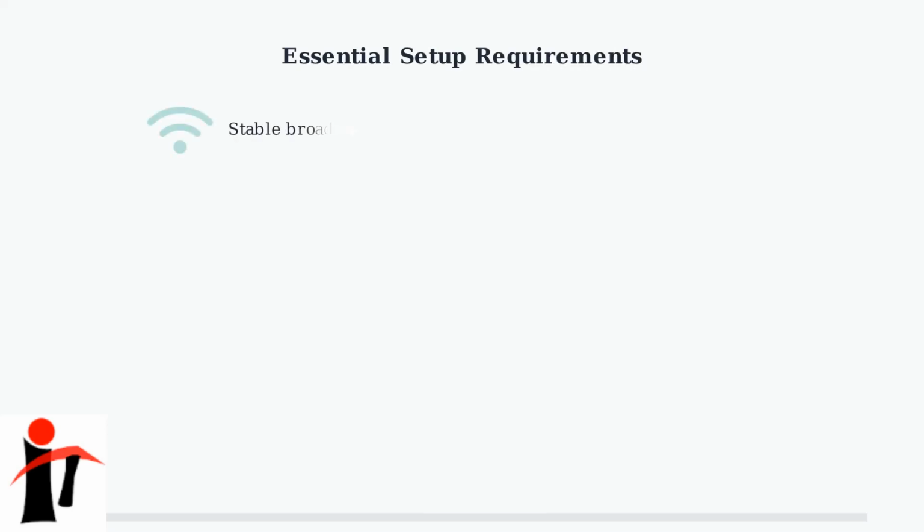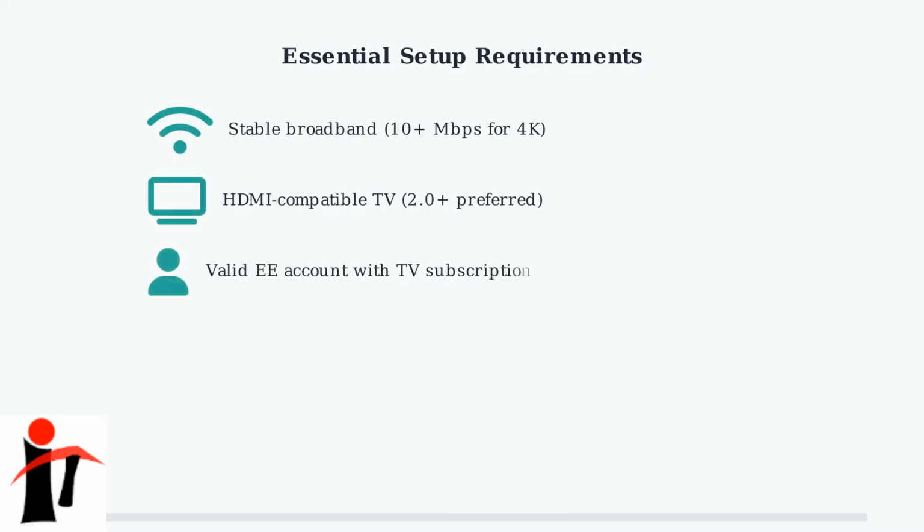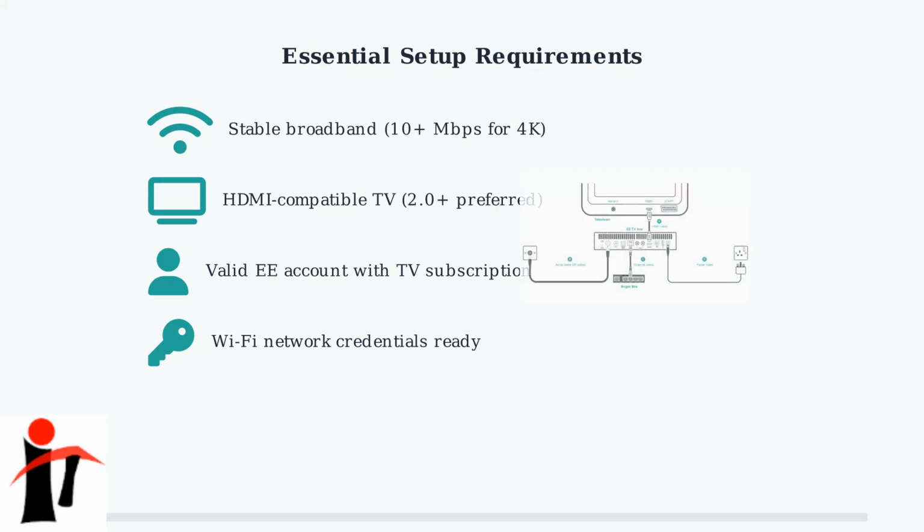Before troubleshooting, ensure you have these essential requirements: a stable broadband connection with at least 10 megabits per second for 4K content, an HDMI-compatible television, preferably with HDMI 2.0 or higher, a valid EE account with TV subscription, and your Wi-Fi network credentials ready. Here's the proper connection setup for your EE Box Pro.